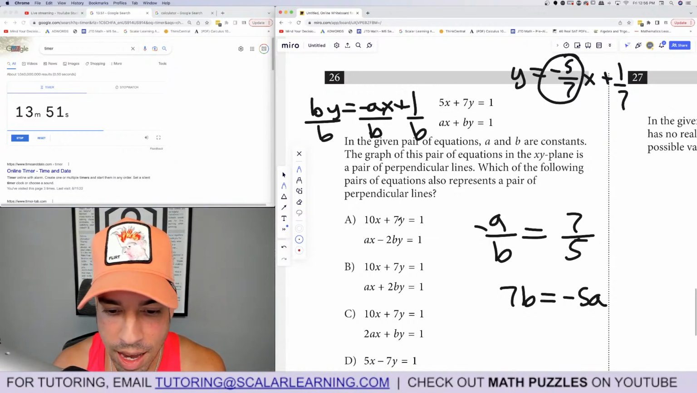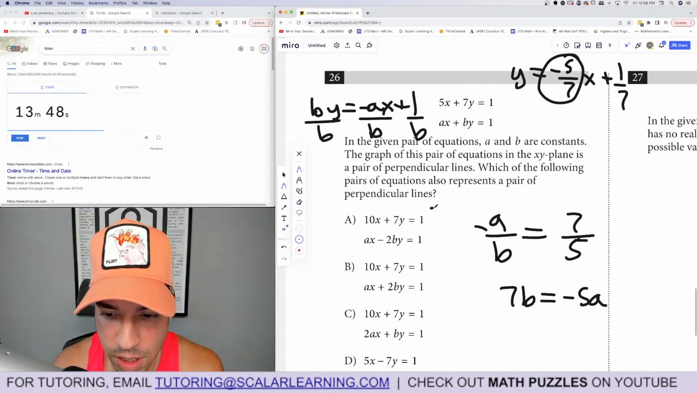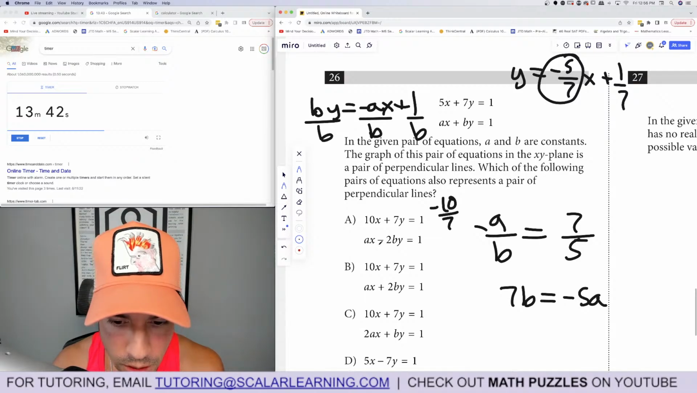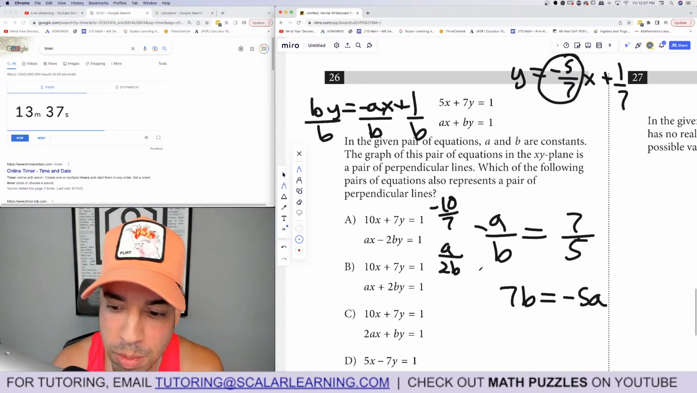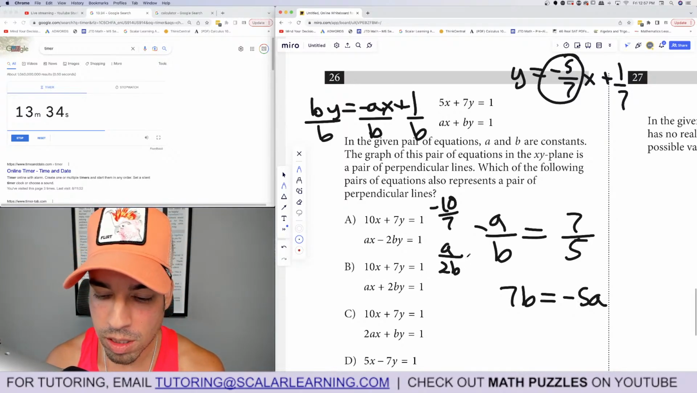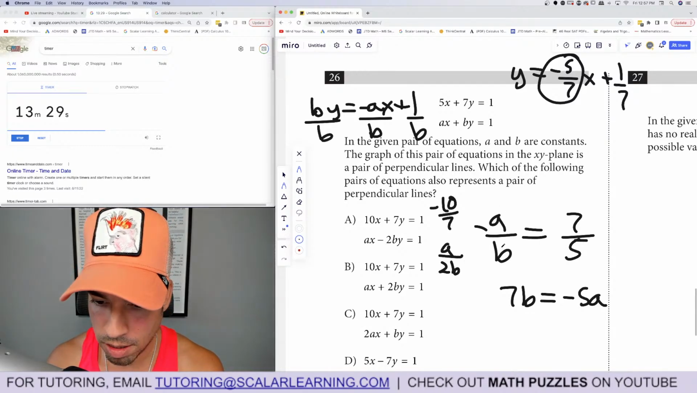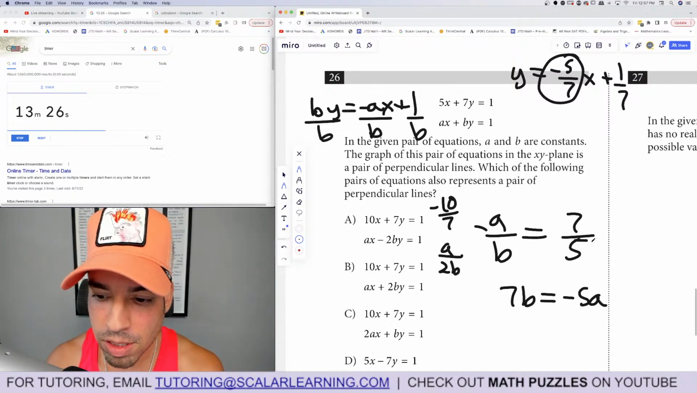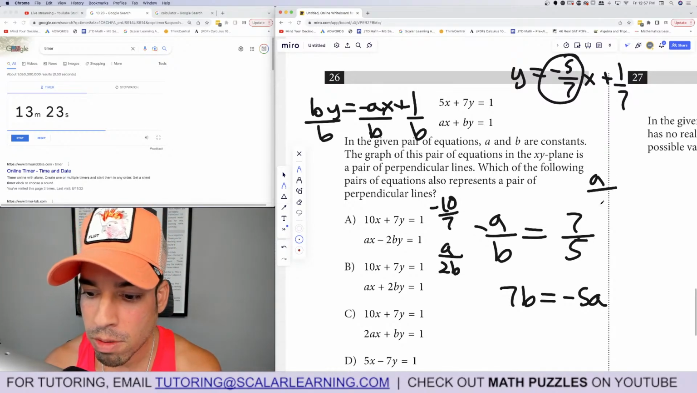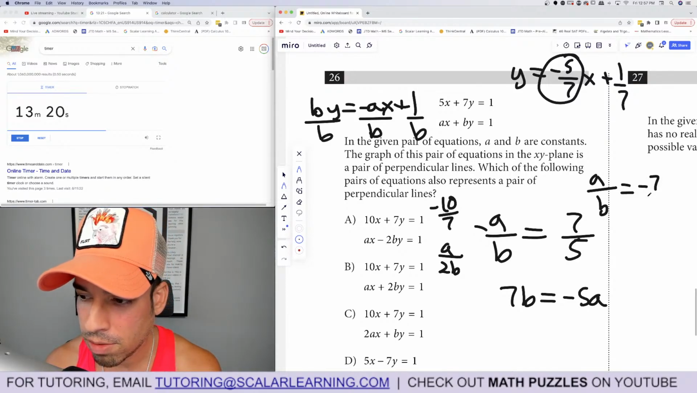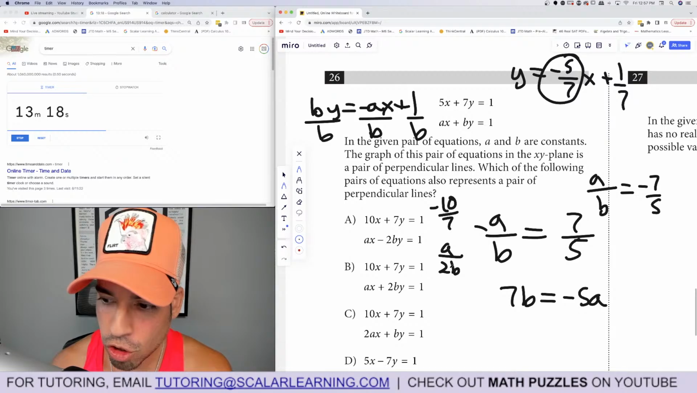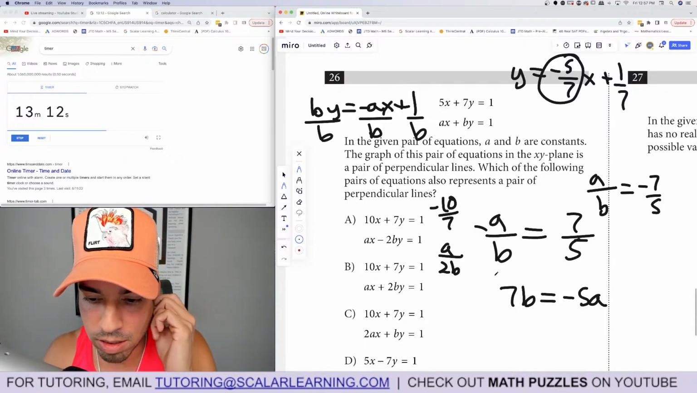So in A, the top equation would have a slope of negative 10 sevenths. So we would want a slope of 7 over 10 here. The slope here would be negative A divided by negative 2b, which is A over 2b. And we want 7/10. A over B is negative 7/5, so A over 2B would be negative 7/10. But we want it to be positive 7/10. So this one's out.